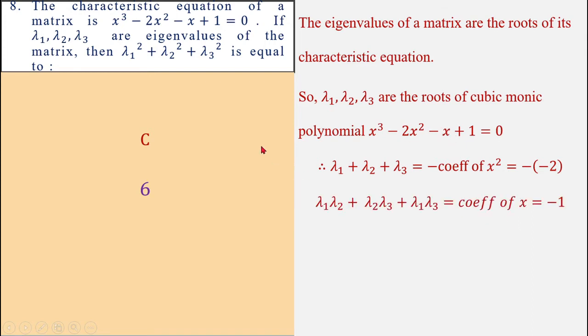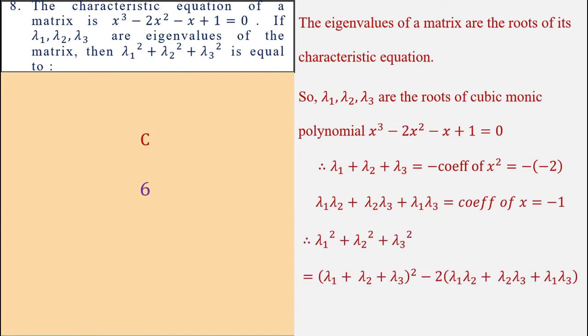Okay, now what do we want? We want lambda 1 square plus lambda 2 square plus lambda 3 square. How can we express this? We know that (lambda 1 plus lambda 2 plus lambda 3) whole square is equal to lambda 1 square plus lambda 2 square plus lambda 3 square plus 2 times lambda 1 lambda 2 plus 2 times lambda 1 lambda 3 plus 2 times lambda 2 lambda 3. So we get lambda 1 square plus lambda 2 square plus lambda 3 square is equal to (lambda 1 plus lambda 2 plus lambda 3) whole square minus 2 times (lambda 1 lambda 2 plus lambda 1 lambda 3 plus lambda 2 lambda 3).